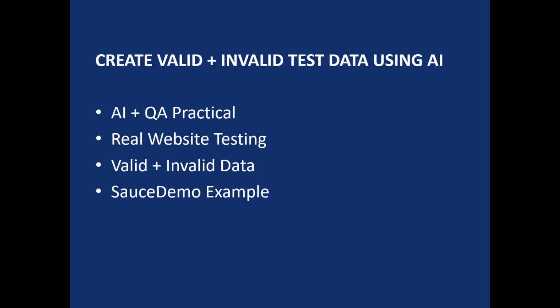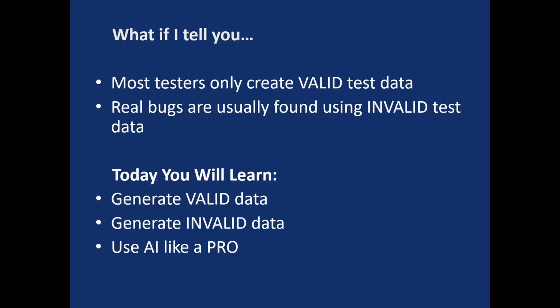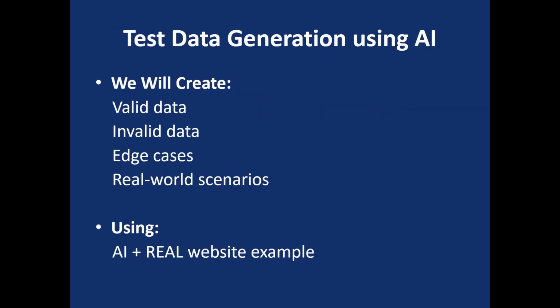So today we're going to discuss valid and invalid test data using AI, and we'll see how we can create it. What if I tell you most testers only create valid test data, but real bugs are usually found using invalid test data. And today I will show you how to use AI to generate both valid and invalid test data like a pro.